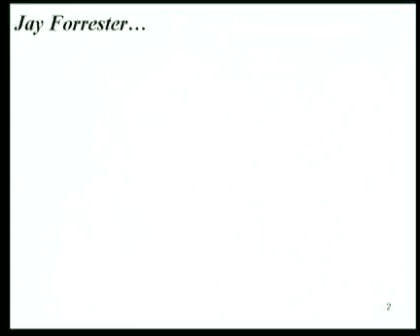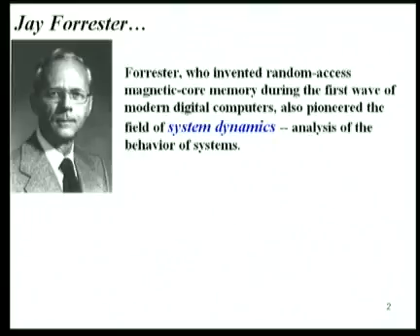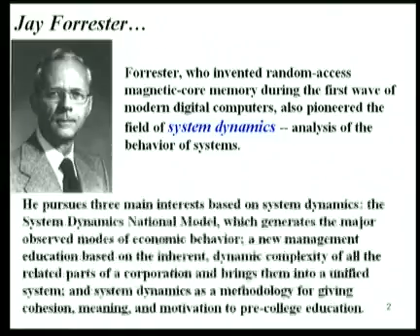The founder of System Dynamics, a gentleman named J. Forrester. There's a picture of him in his earlier years, actually. He's a professor at MIT, where he started this. He invented random access magnetic core memory during the very first wave of the digital computers. And he's most known today, frankly, by his work in system dynamics, which is the analysis of the behavior of systems.